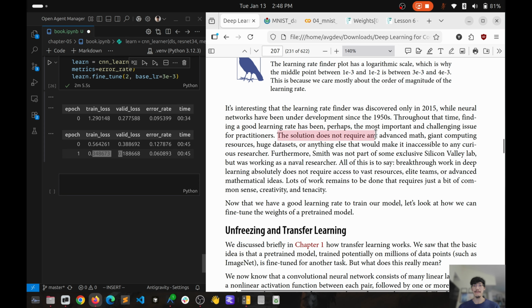The solution does not require any advanced math, giant computing resources, or huge datasets, or anything else that would make it inaccessible to any curious researcher. Furthermore, Smith was not part of some exclusive Silicon Valley lab, but was working as a naval researcher. All of this is to say, breakthrough work in deep learning absolutely does not require access to vast resources, elite teams, or advanced mathematical ideas. Lots of work remains to be done that requires just a bit of common sense, creativity, and tenacity.